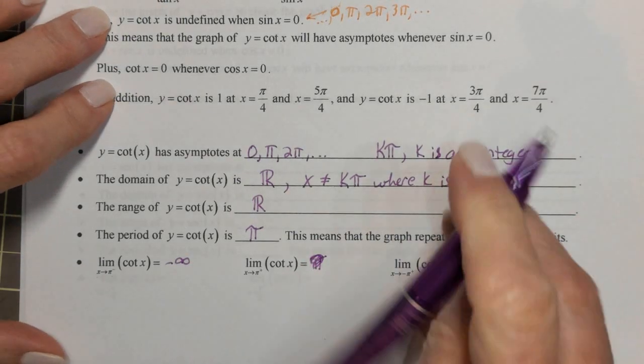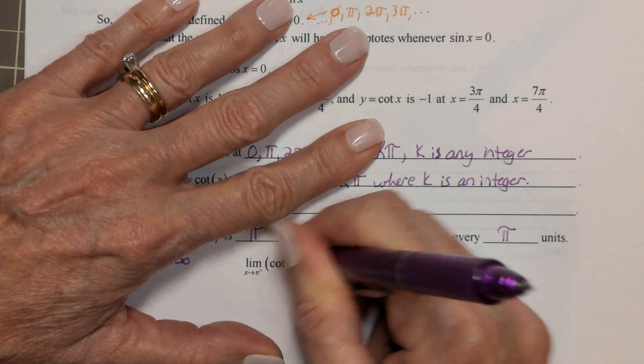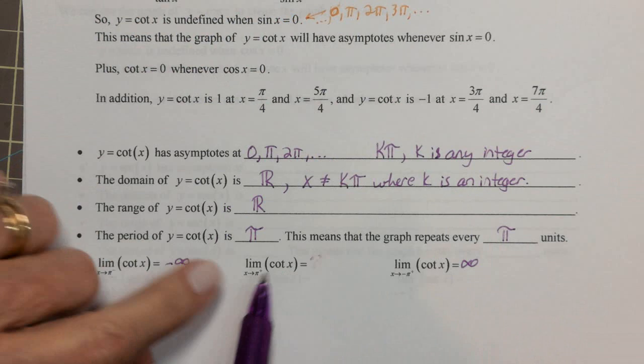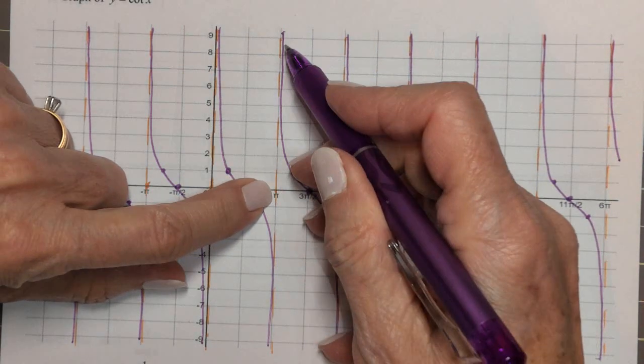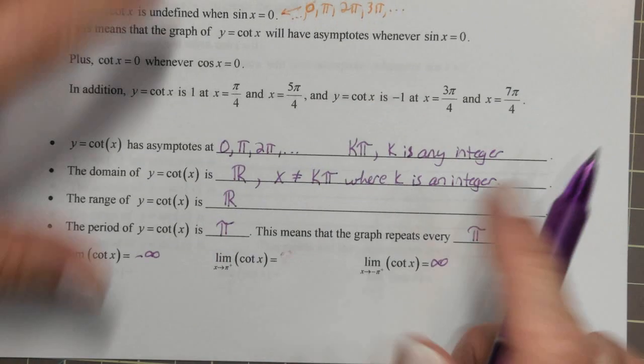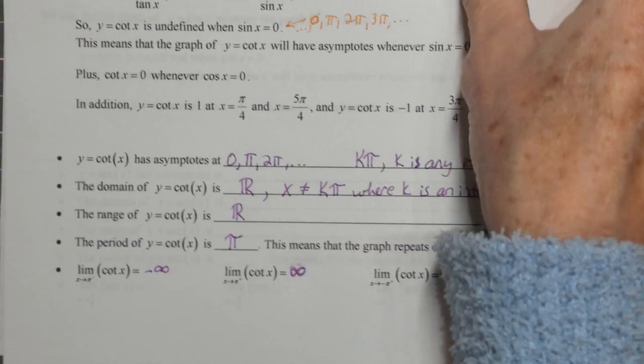I said that wrong. Let me redo this one. I hope I said it right, but I wrote it wrong. Let me do it again. Pi from the right. We're up here going to infinity. Pi from the right, this will be infinity. Alright.